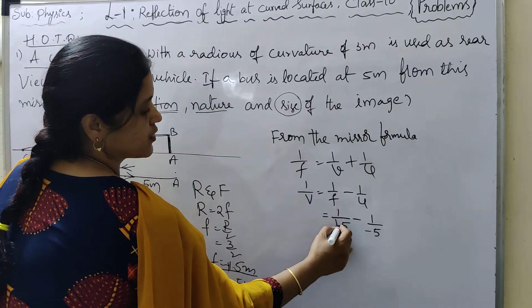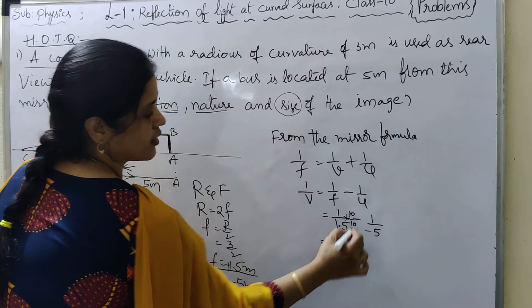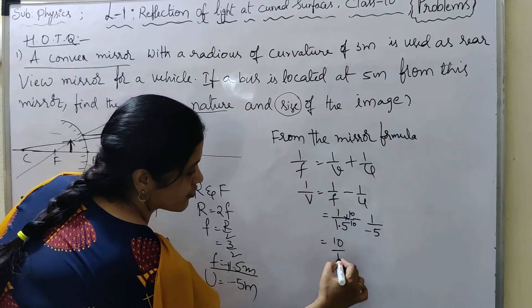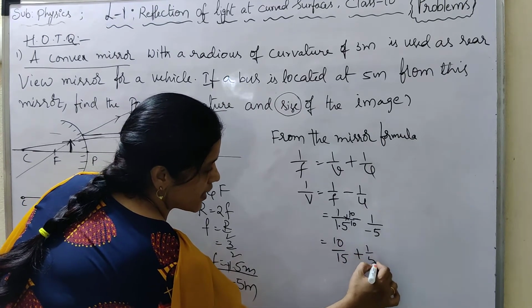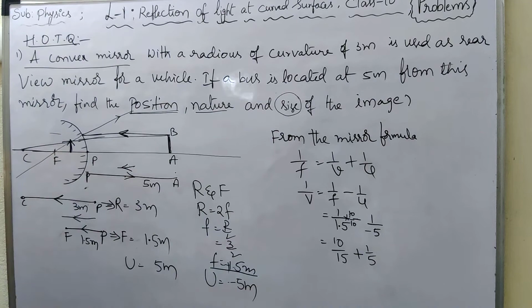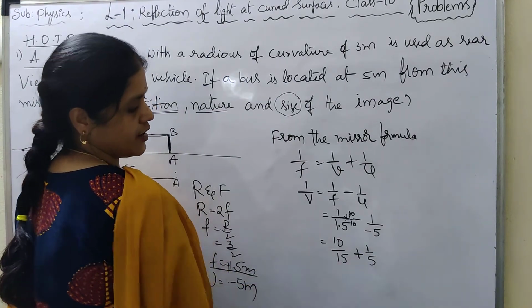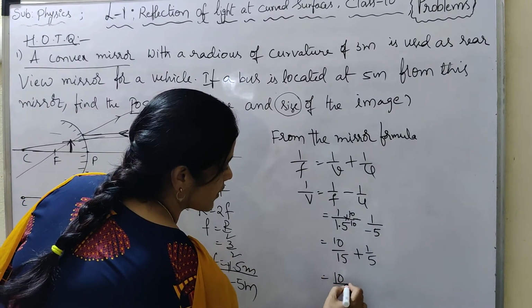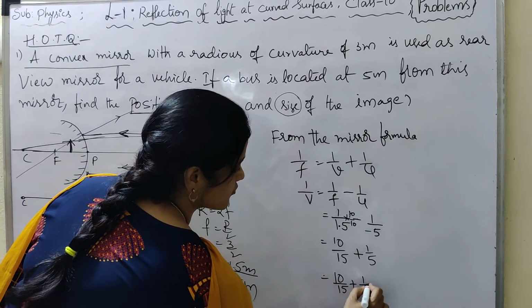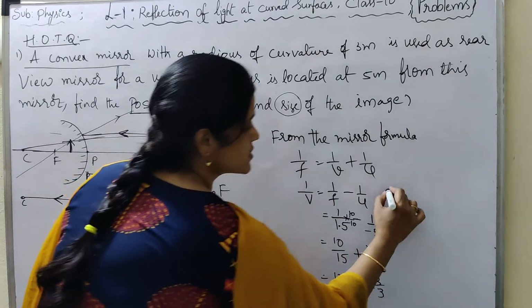So your decimal is there, to remove this decimal here I will multiply 10 by 10. Then it becomes 10 by 15. Minus minus will cancel. We'll get it as plus. So what is the LCM of 15 and 5? 15 only. Then 10 by 15 plus 1 by 5 into 3 by 3. This is the LCM of 5 and 15.